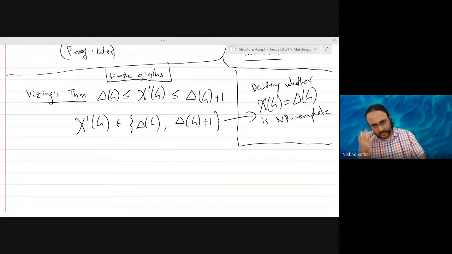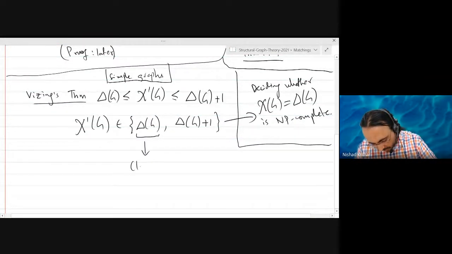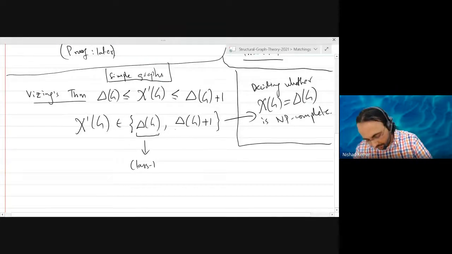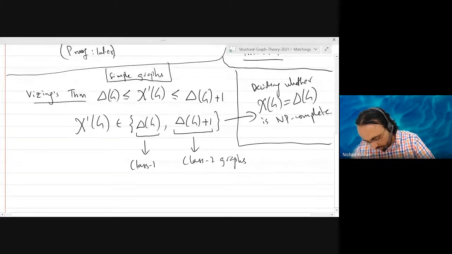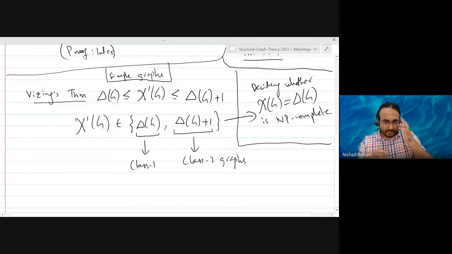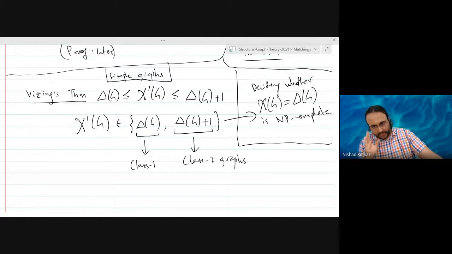And of course, another thing that you can do at this point is classify all simple graphs into two classes. The graphs for which it is equal to delta G, we can call them class 1 graphs, and the graphs for which it is delta G plus 1, we can call them class 2 graphs. These are actually standard terminology. For lack of better names, people just call them class 1 and class 2 graphs. So you have a dichotomy for all the simple graphs. Either they are class 1 or they are class 2. You get a bipartition of the graphs.